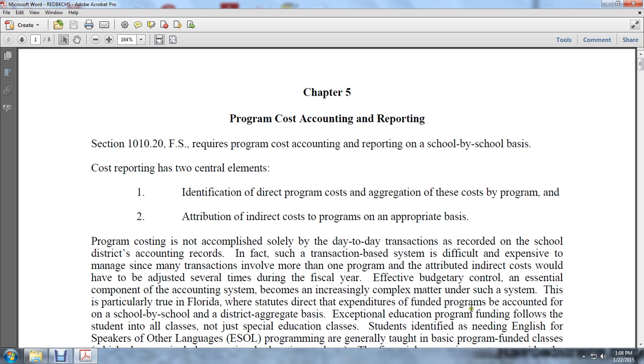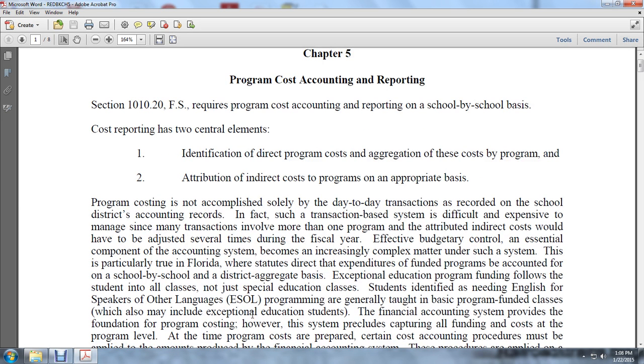Exceptional education program funding follows the student in all cases, but not special education classes. Students identified as needing English for speakers of other languages, ESOL programs, are generally taught in the basic program funding classes with all students and may include exceptional education students.